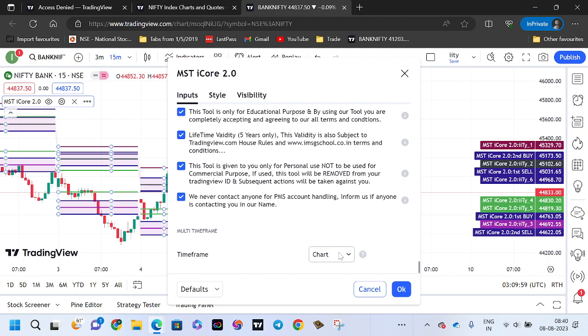Now at last we have given some option, Chart. Suppose I want to trade based on 15 minutes, but I want the chart in 1 minute. The calculation will be based on the 1 minute time frame, but here you will be able to see the 15 minutes time frame. This is the default inbuilt option available in the TradingView platform. They just added it. Hope it is clear.